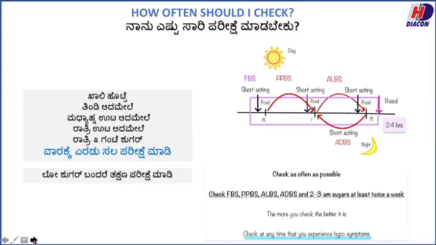So what is the minimum that you need to do? We want you to check your sugars at least twice a week. So at all these times, not just fasting blood sugar one day, another day postprandial blood sugar. So fasting, PPBS after lunch, after dinner, and early morning 2 a.m. at least twice a week. If you can check thrice a week or 4 times a week, that's excellent because the more you check, the more we adjust insulin. And the more we adjust insulin, the longer we are in our normal glucose range.